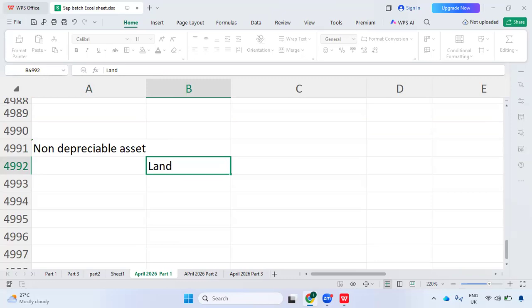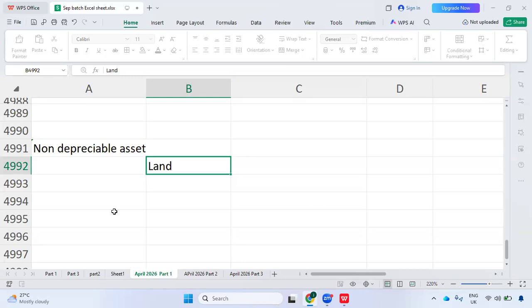So land is a non-depreciable asset. Land value may increase, but it will not become obsolete because of the usage. Okay, a building gets old but land stays land only, so it will not reduce the value of the land.